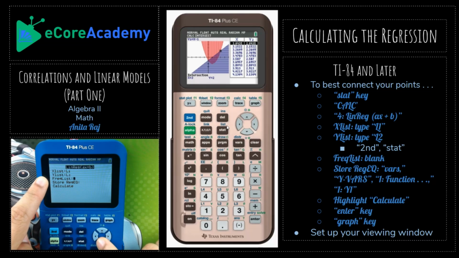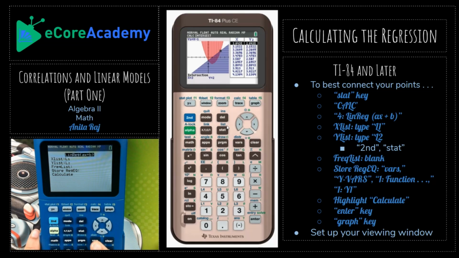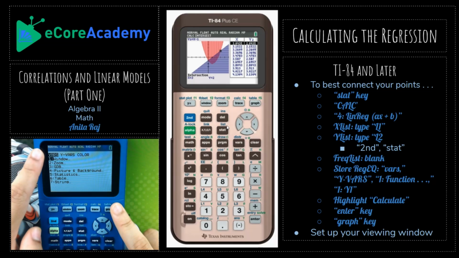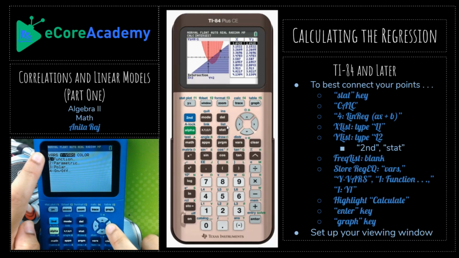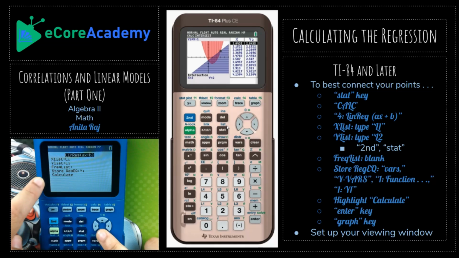Then I want my frequency list to be blank, and for store regular equation, I want to hit vars. Again, the vars button is right here where my index finger is. You hit vars, and then if you see these top menus, you hit the right arrow, go to Y vars. Then hit 1 for function, and 1 again for Y1. Then you hit the down arrow, go to calculate, make sure your cursor is on calculate, and just hit enter.